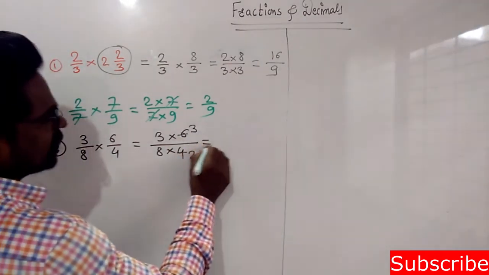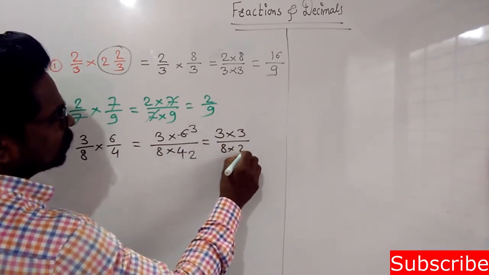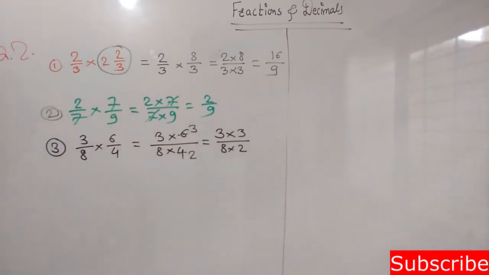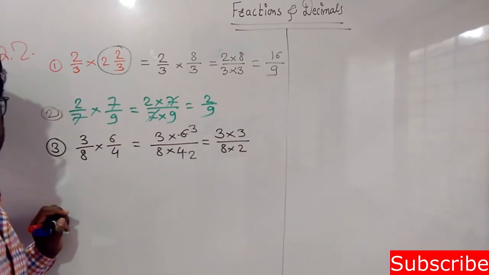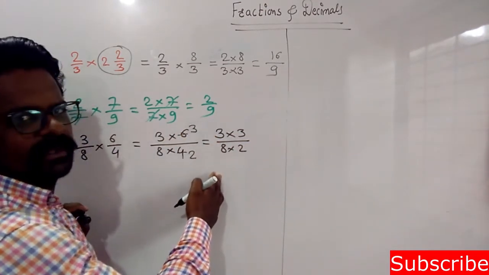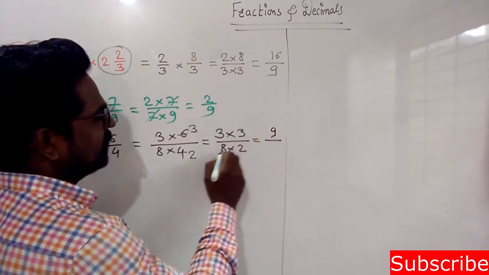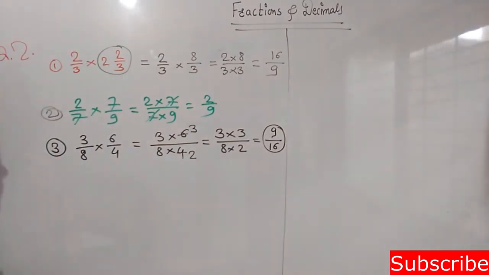Okay, no problem. So what are the terms we have left with? 3 into 3 divided by 8 into 2. Now is there any common factor between numerator and denominator? No. These 3 and 3 both are prime numbers. So prime numbers don't have any common factor. So it is equal to 3 3s are 9 divided by 8 2s are 16, and this will be your answer. 9 by 16 is the answer.